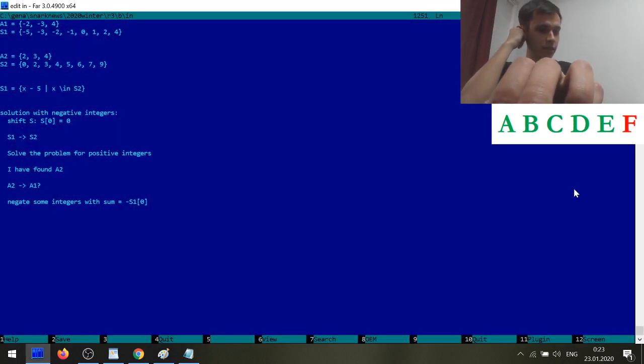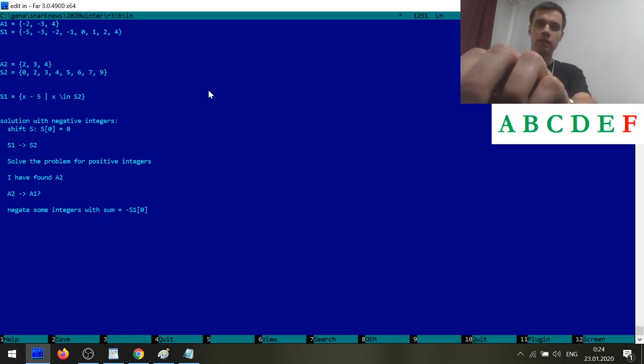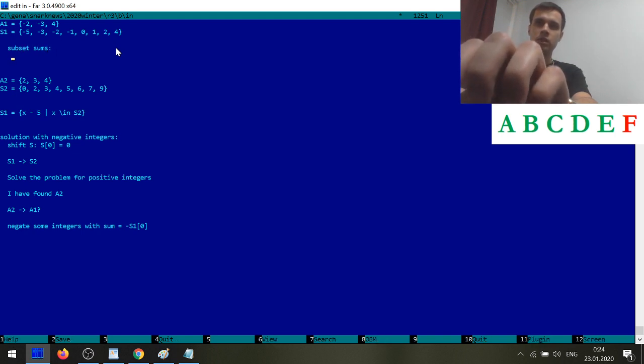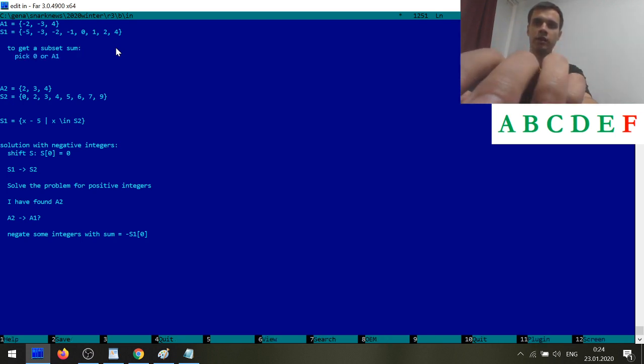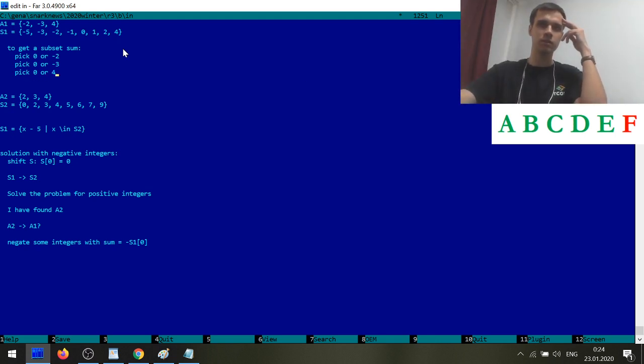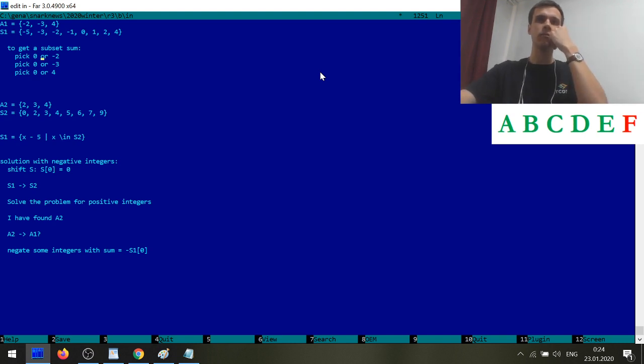Why are all sums shifted by the sum of negatives? Well, let's say I have, what are all subset sums? To get a subset sum, I have to pick 0 or negative 2, then 0 or negative 3, and 0 or 4. That's how I get a subset sum, right? So if I make a choice in each of these options, I get some subset sum. And let's say that instead of picking 0 or negative 2, I choose from 0 plus x or negative 2 plus x. Then whatever my choice was, my sum will increase exactly by x, right?